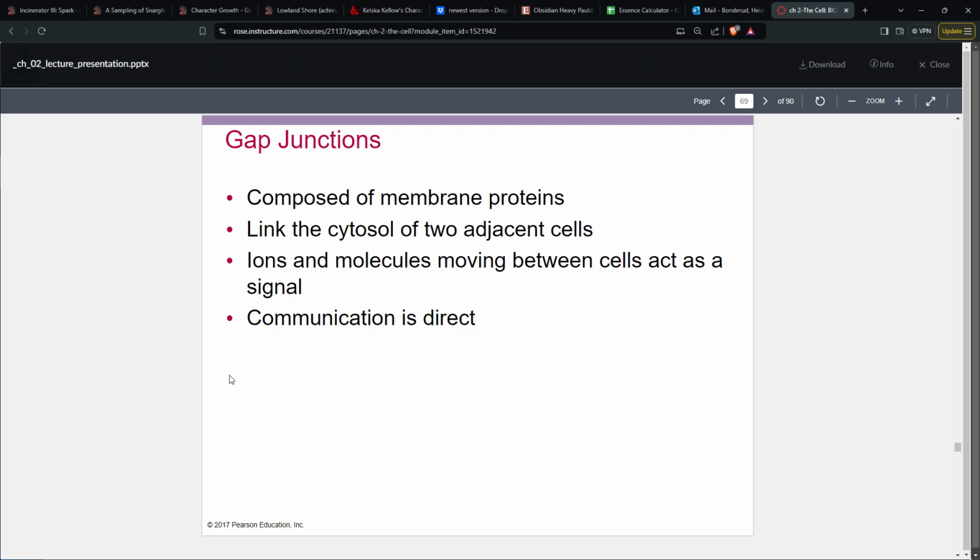Gap junctions, on the other hand, are going to link the cytosol of two adjacent cells together. So they're going to allow for the easy movement of ions and other molecules to pass between the cells. Think of it as like channels. This is going to allow for direct communication between two adjacent cells. And this is going to be important with various systems.